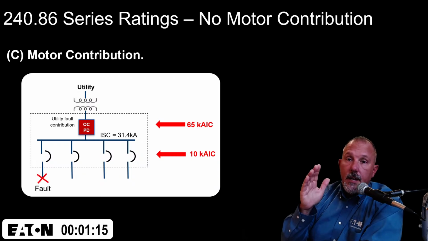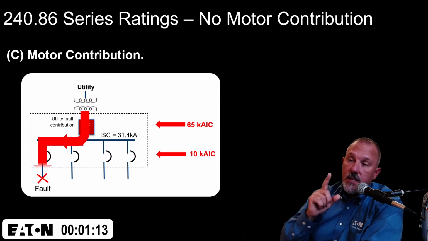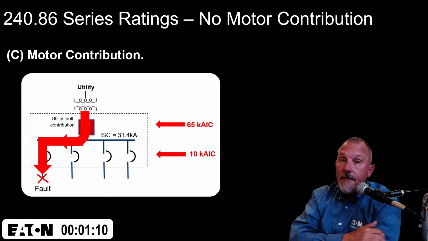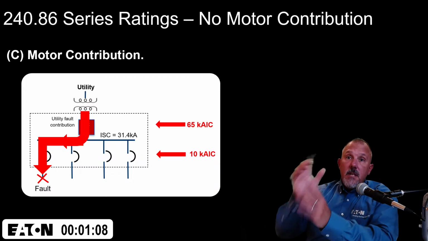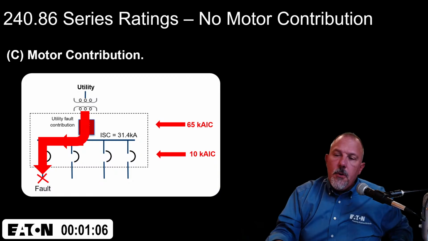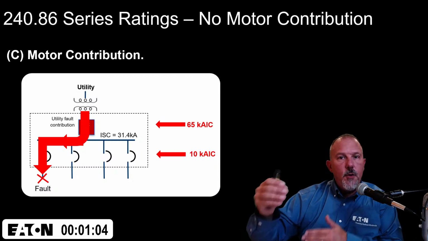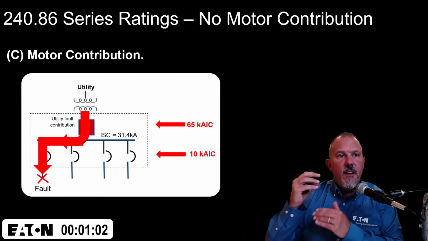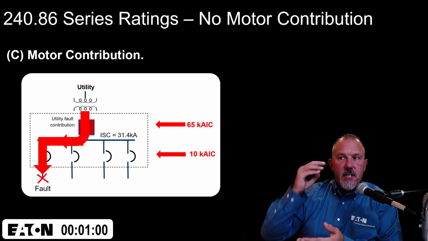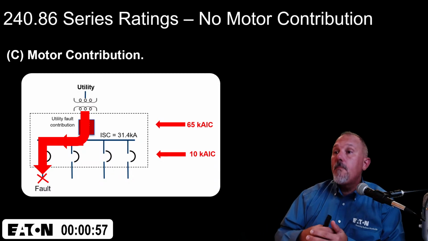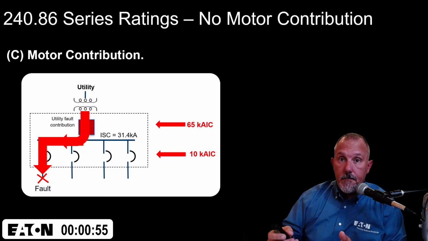So let's talk about the motor contribution, which is in 240.86(C). This is important because this is how we test these breakers. We put two breakers in series. They both see the exact same fault current. And I know when I put 65,000 amps through both of them, they will both open and do their job.